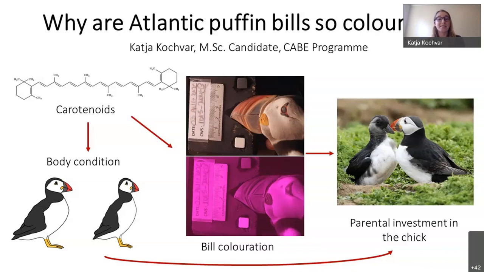So I'm investigating this in a subset of Atlantic puffins on Gull Island in Witless Bay, just 25 kilometers south of here. And I have a couple different data sets that I'm looking at. So I have images of the puffin bill in both the visual and ultraviolet spectrum because these birds can see in the UV, pretty cool. I also have measurements of their body mass and wing length to determine what kind of body condition they're in.